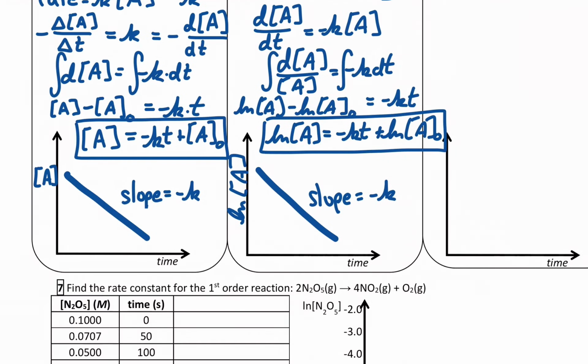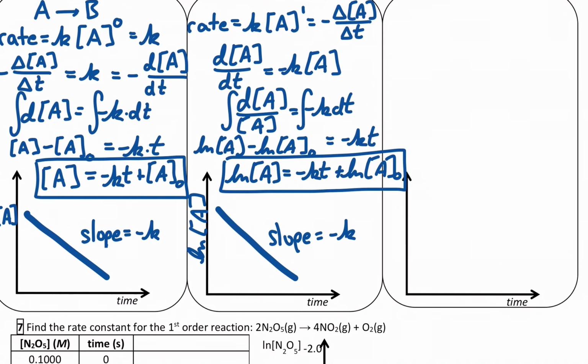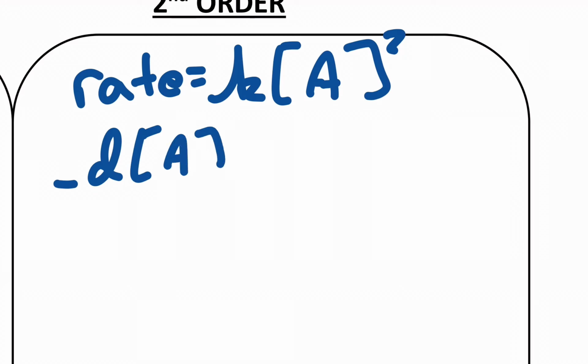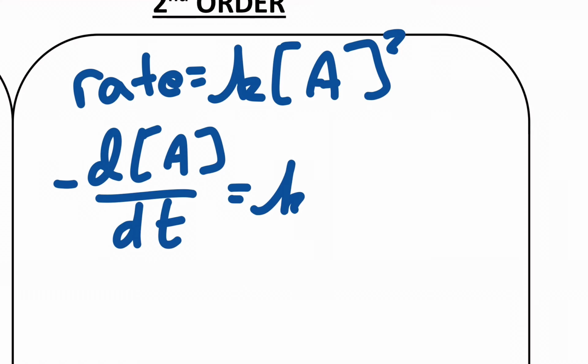So there's only one left in terms of the most common types. Zero order is concentration versus time. First order is log of concentration versus time. Let's see what second order is. Second order, we still have rate is equal to k times concentration, but this time to the second power. That means if I have negative d concentration dt, that's going to be equal to k times [A] squared.